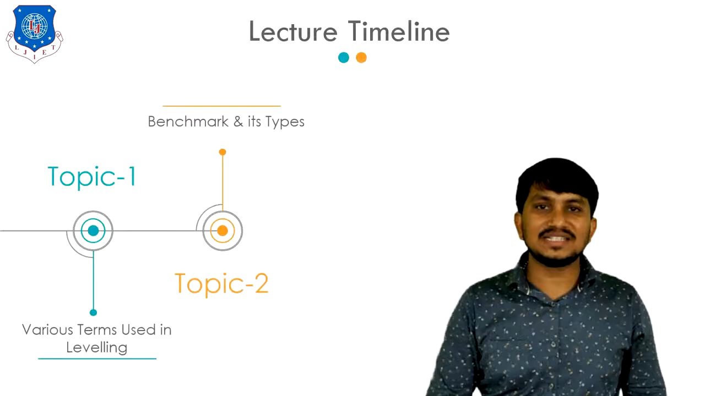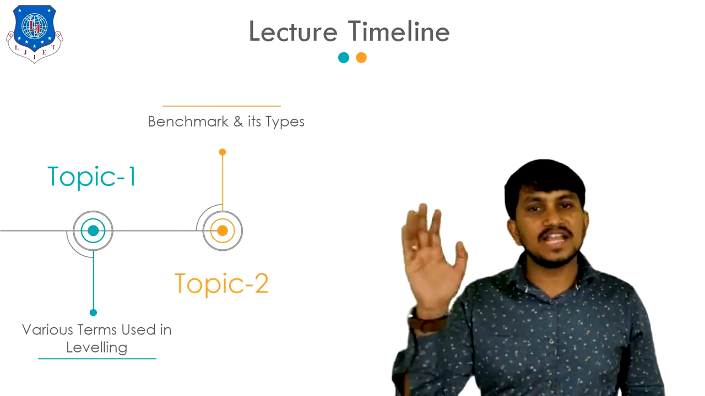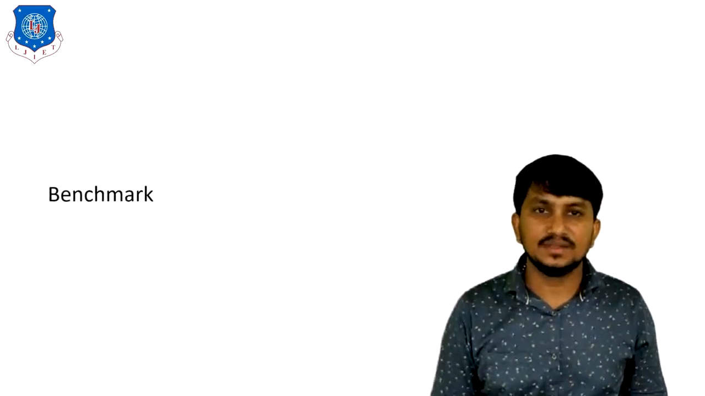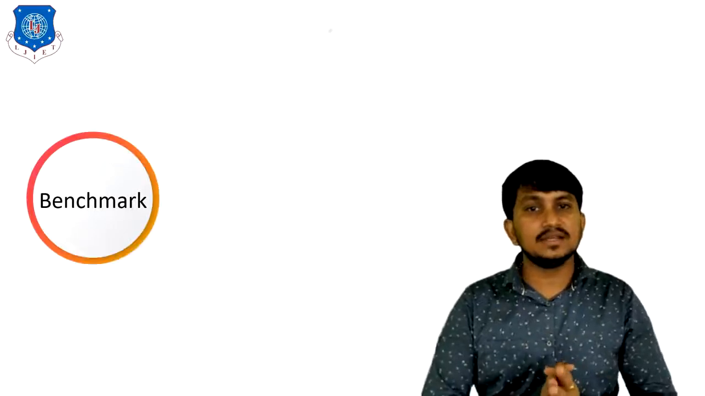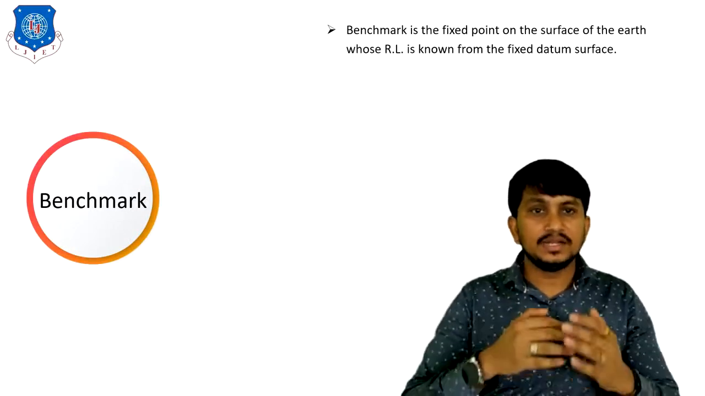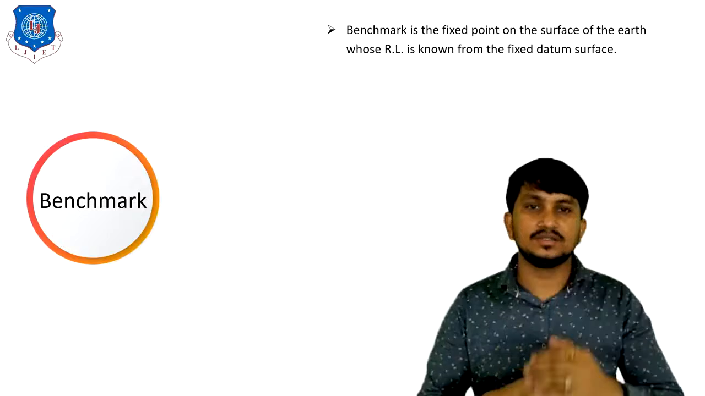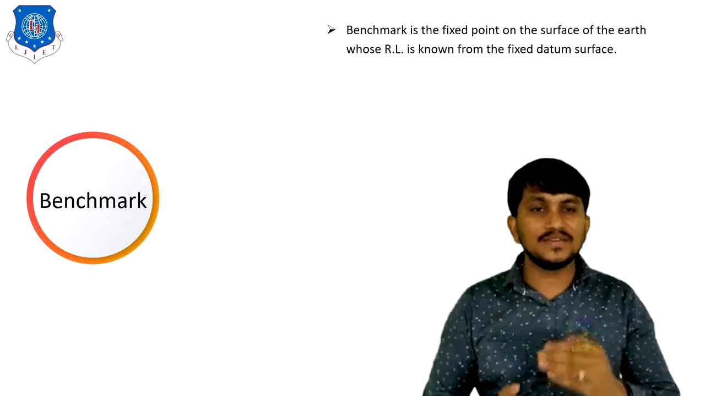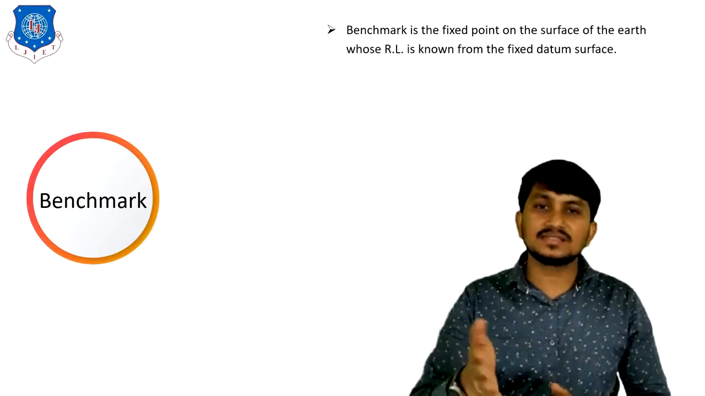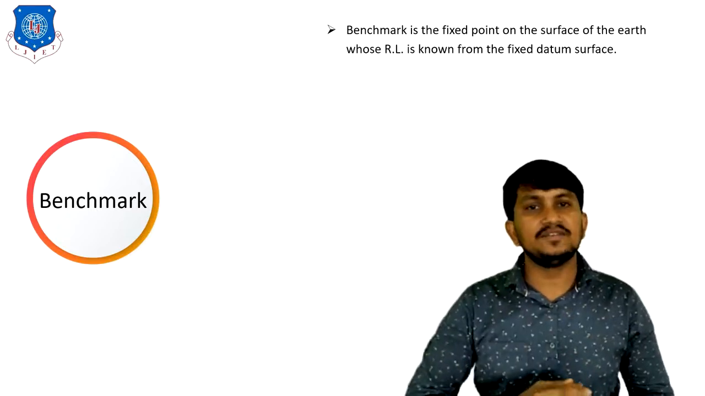Now let's move to the second topic of today's lecture, which is benchmark and its types. So the first question that comes to your mind is, what is a benchmark? It is a fixed point on the surface of the earth whose RL is known from the fixed datum surface. We have just discussed this term in the leveling terms.